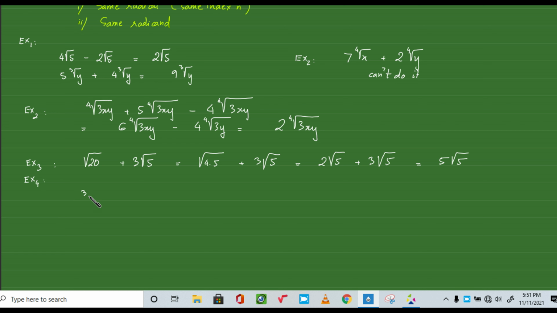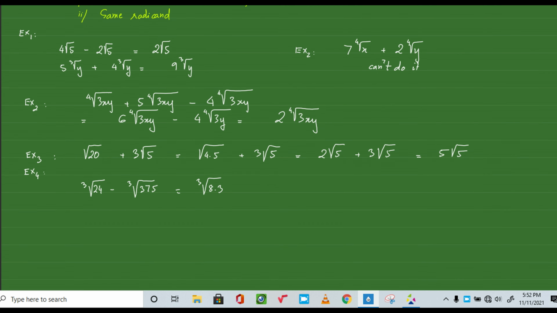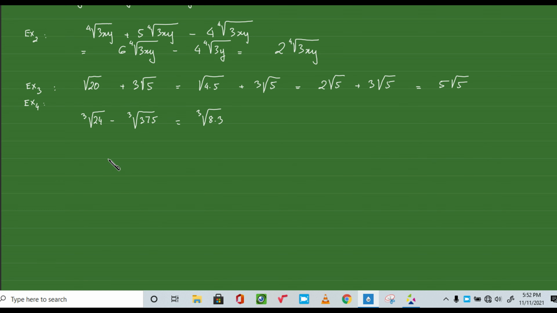cube root of 24 minus cube root of 375. Alright. So how are we gonna split up 24 into something so that we can take a cube root? I mean, that one seems to be very easy because I know 24 is 8 times 3, but the problem is this one right here. It's this pretty big number. So we gotta do the prime factor tree here. The prime factor tree is gonna help you to deal with bigger numbers.